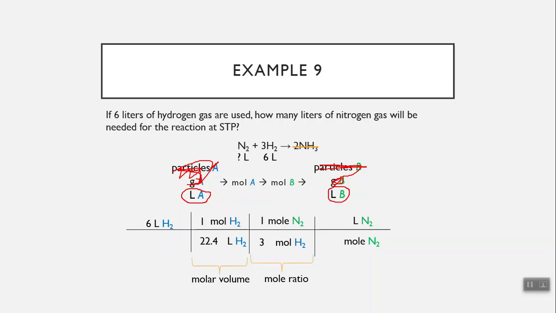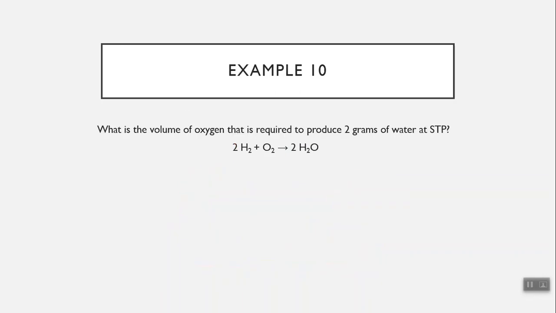And then again, the last fence, liters over mole, that tells us molar volume. So we're going to use 22.4. Okay, good. And then we're going to cross out our like units, multiply and divide, and get an answer of 2 liters of nitrogen.